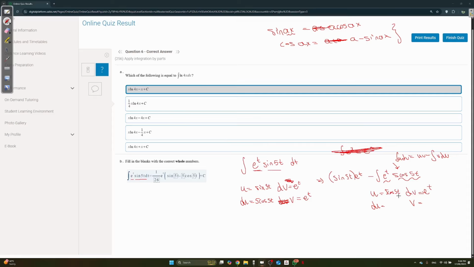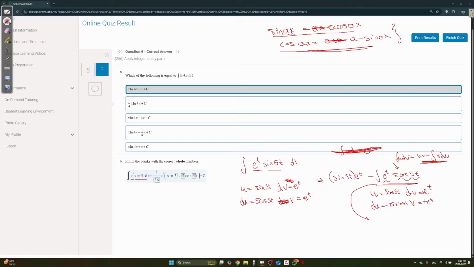Anyways, continuing on, what's the derivative of 5 cosine 5t? It's negative 25 sine 5t, using this rule here. Pause and do it if you don't understand. Sorry, this rule here, not the one on top. dv, what's the integral of e to the t? Again e to the t. So now we did another by parts. So the integral of this, let's take it down. How do we do it? We have our table done. Again, just plug everything back in.